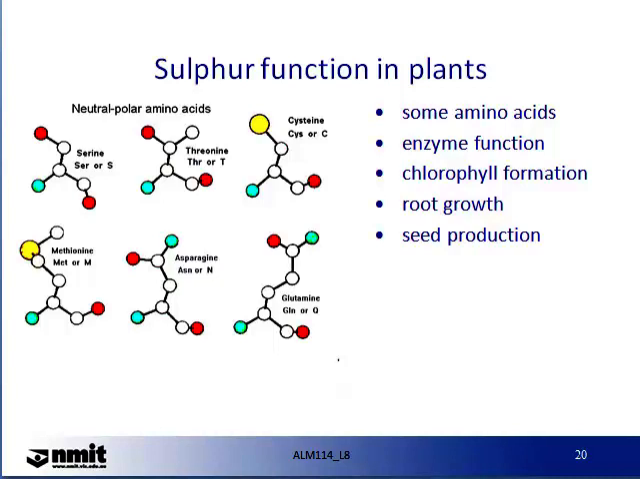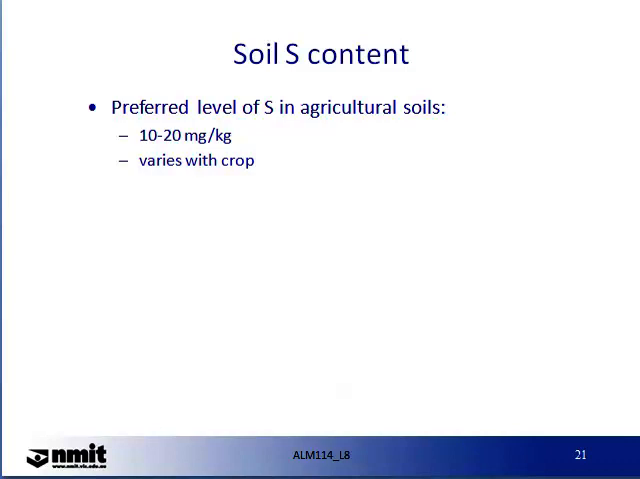Deficiencies in sulfur can affect root growth and seed production as well as yield. The preferred level of sulfur soil content in agricultural soils is between 10 to 20 mg per kilogram. This does vary on the crop. Soil properties such as water content, pH, temperature, and aeration influence these processes and consequently affect the amount of sulfur available to satisfy any one crop's needs.